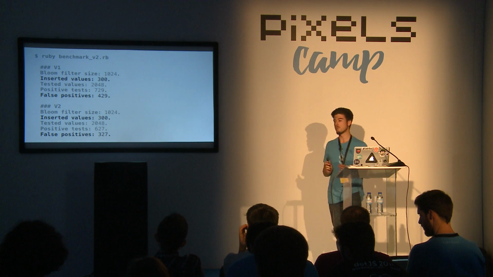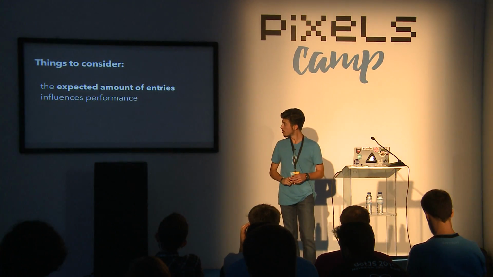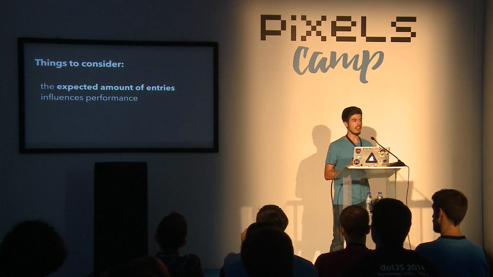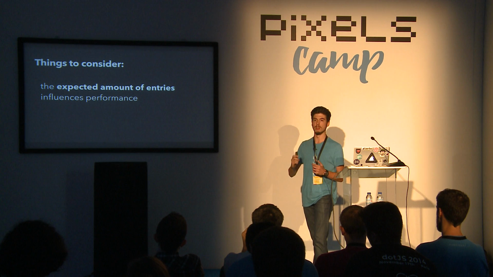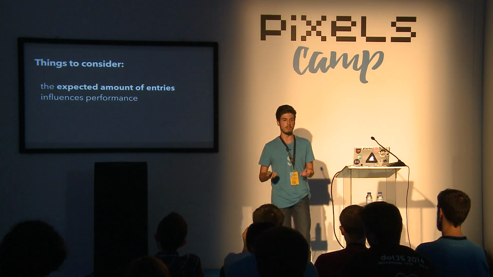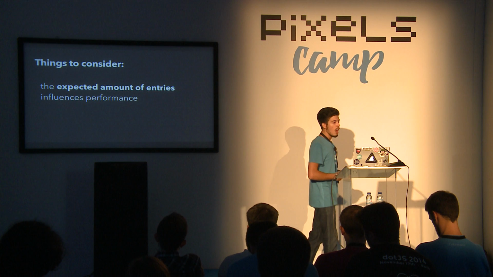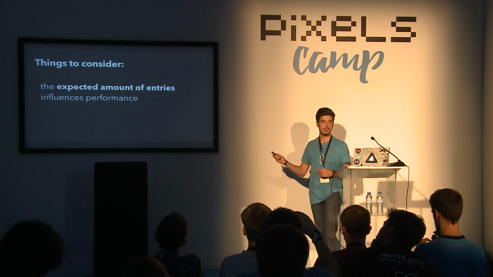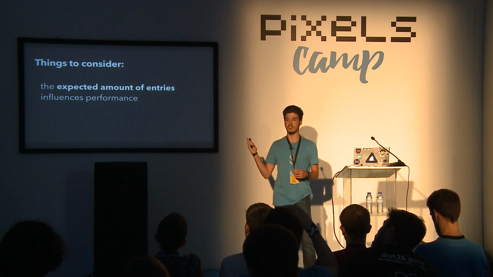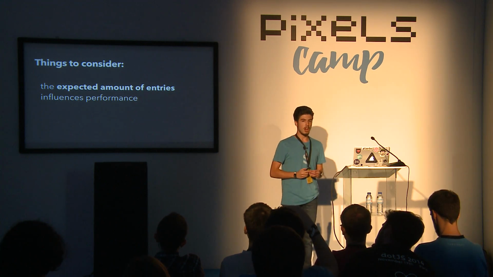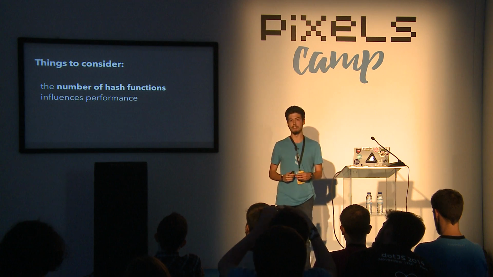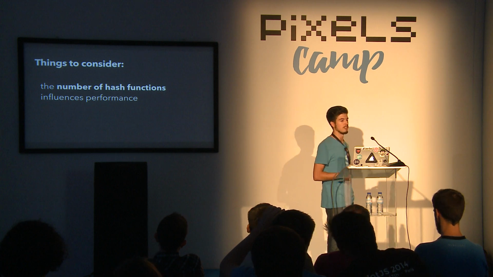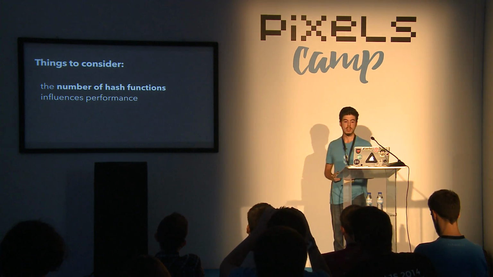So, where do I want to go with this? Well, the expected amount of entries is going to influence the performance. If you're getting a lot of false positives, you're going to end up making a lot of extra requests to your server or whatever is the application you're using. And the Bloom filter size is going to be really influenced by this. So you need to estimate the expected amount of entries. The number of hash functions also influences performance, as we just saw. With different numbers of hash functions, we had different numbers of false positives.